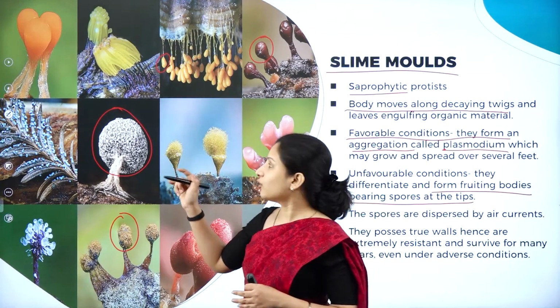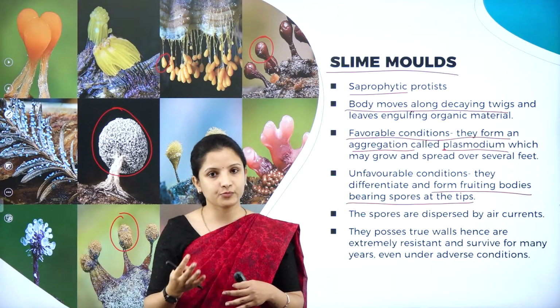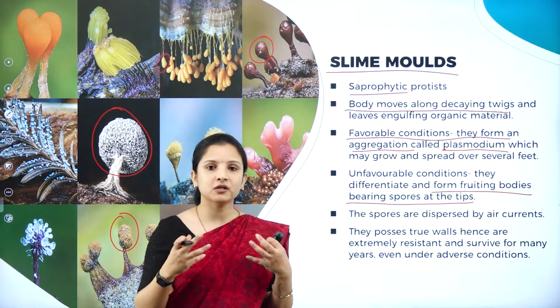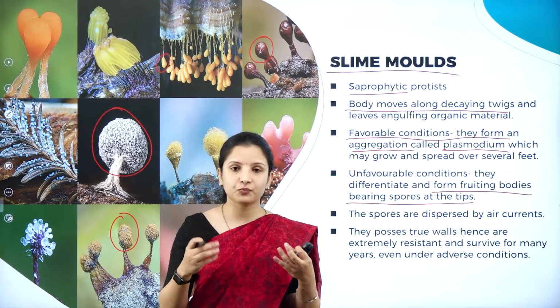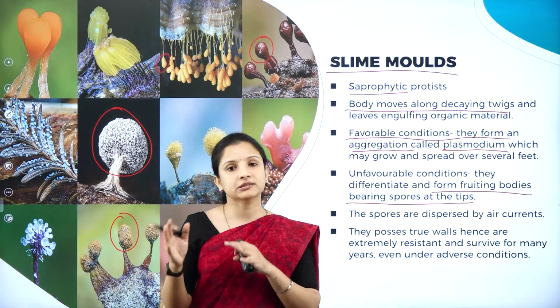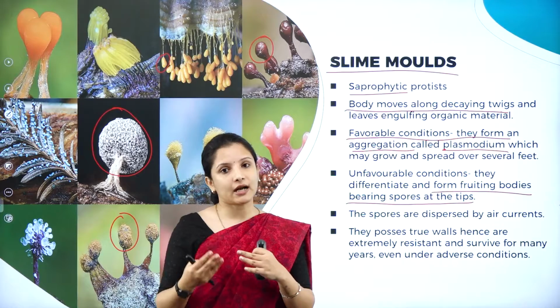And these fruiting bodies have spores inside them, which helps in reproduction. That is an asexual method of reproduction. So whenever wind is there, the matured spores will disperse, and wherever they fall, the saprophytes, that is this particular slime mould, will start to grow again.